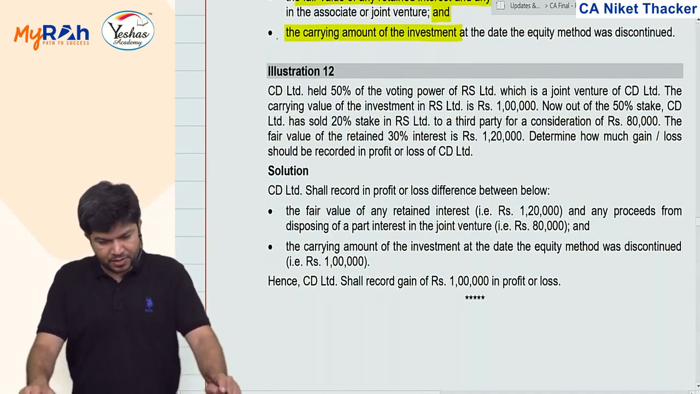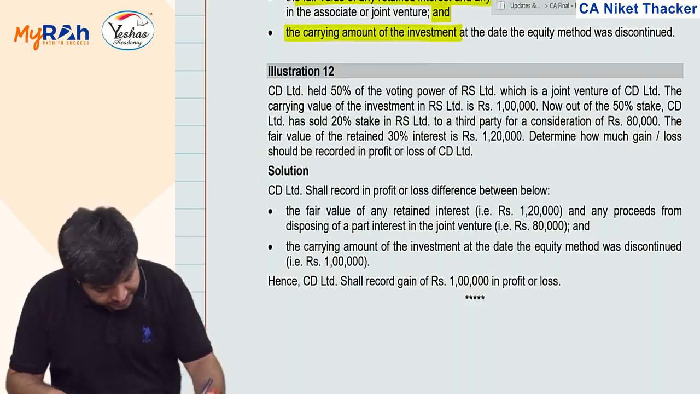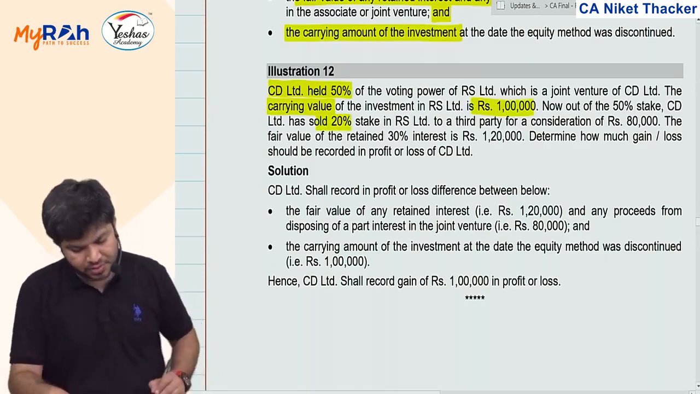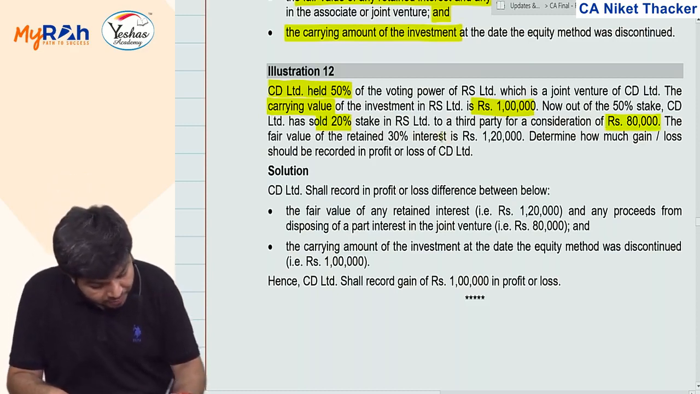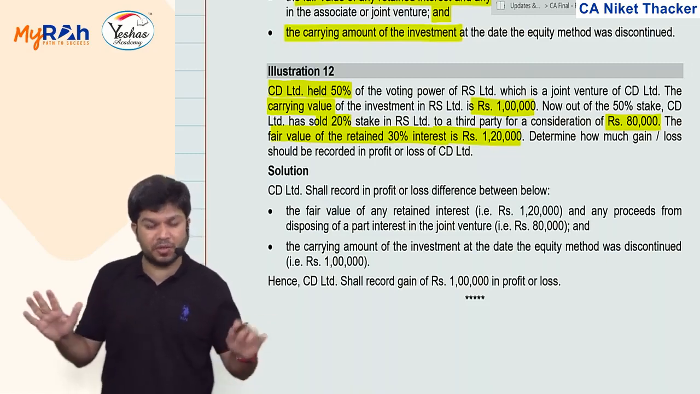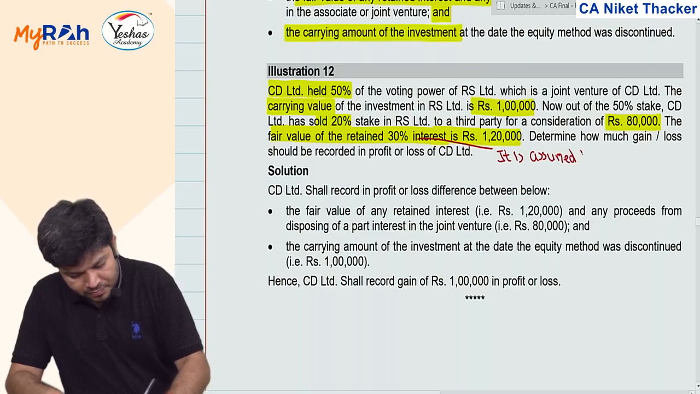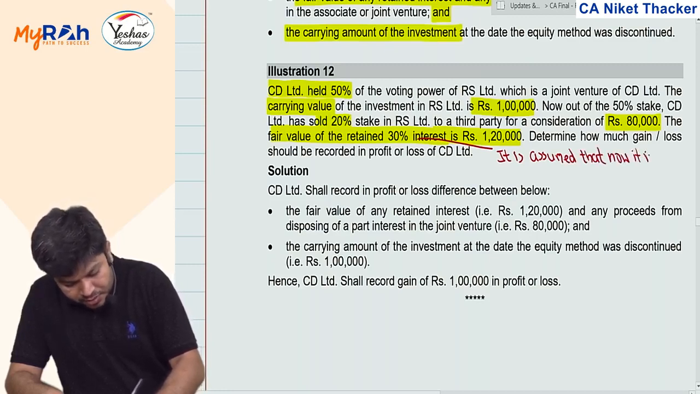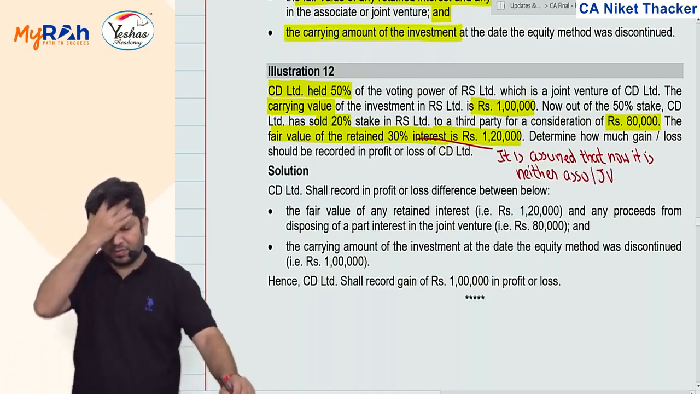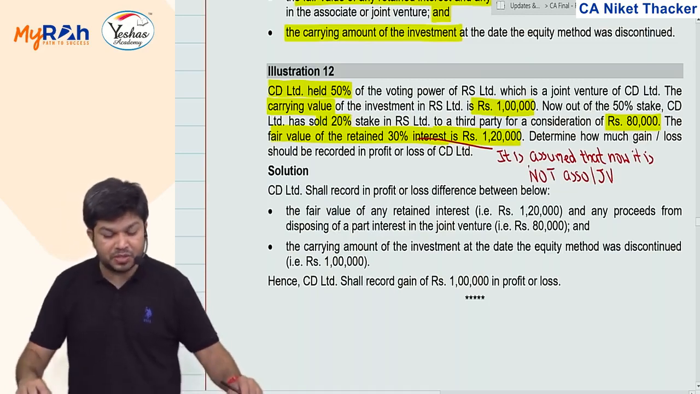Okay, let's check question 12. Question number 12. CD held 50%. Carrying amount is 1 lakh. Out of 50%, 20% you sold for 80,000 and fair value of 30% retained is 120. Okay, now it's assumed 30% retained, but now it is neither associate nor joint venture. That's an assumption.